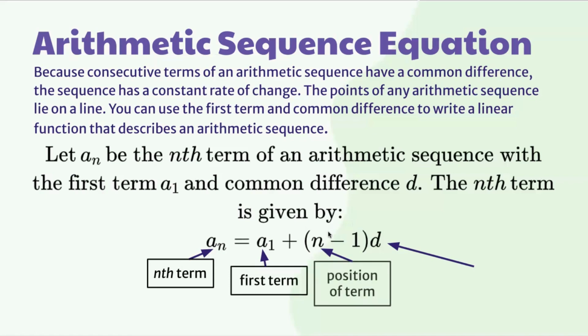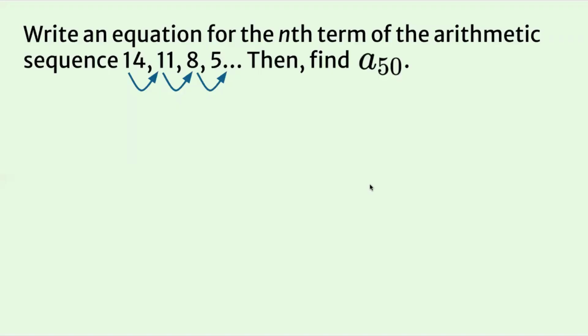N is the position of the term, so remember a term can be first, second, third, fourth, just depending on where it is in the order of your sequence. And then minus 1 times d. And d is going to be your common difference, and that's going to be that constant rate of change that we were looking at in the first few examples.